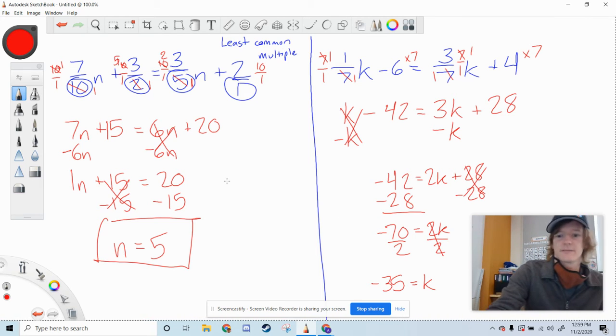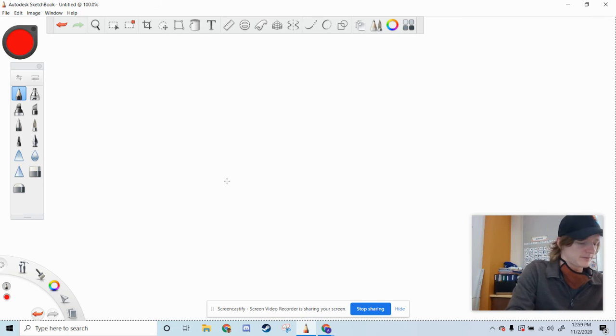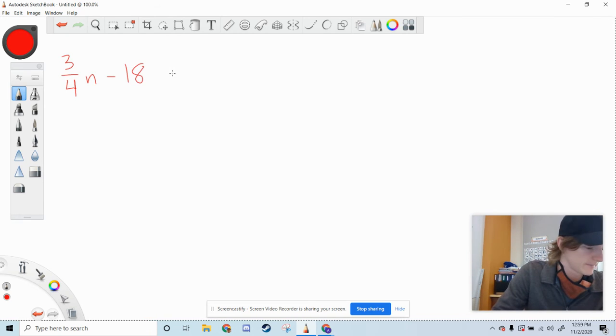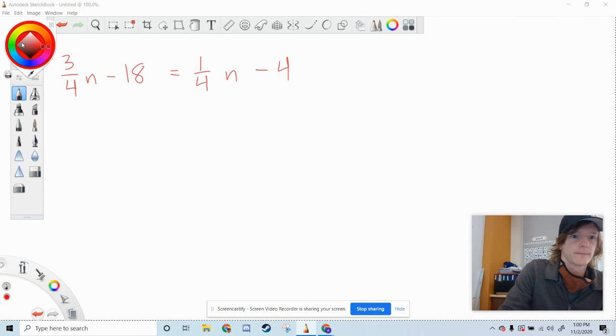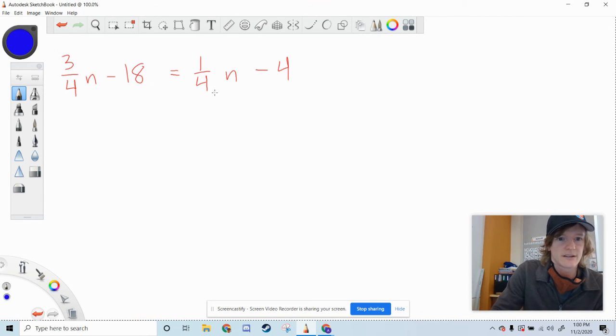All right, next example. So I'm going to find my papers. There we are. I've got 3/4 n minus 18 equals 1/4 n minus 4. So let's go ahead. Looking at my denominator, it's going to be a 4. If there's only one fraction size down there, fourths, then it's just going to be that number. So this is times 4 over 1, times 4 over 1, times 4, times 4. So I have 4's reduce, 4's reduce.